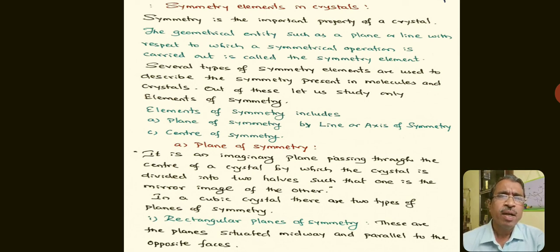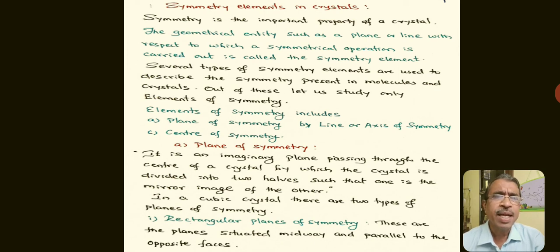Coming to the first one, the plane of symmetry. It is an imaginary plane passing through the center of a crystal by which the crystal is divided into 2 halves such that one is the mirror image of the other. In a cubic crystal, there are 2 types of planes of symmetry: number 1, rectangular planes of symmetry, and number 2, diagonal planes of symmetry.